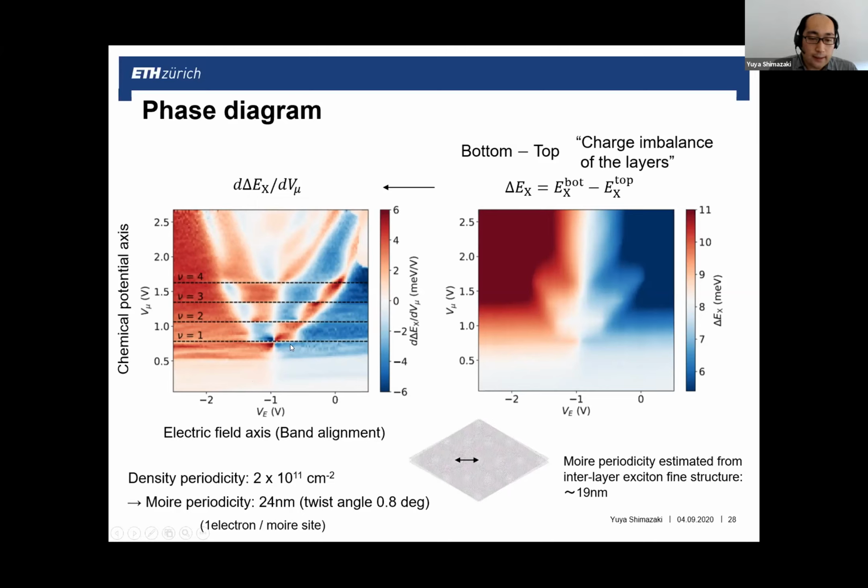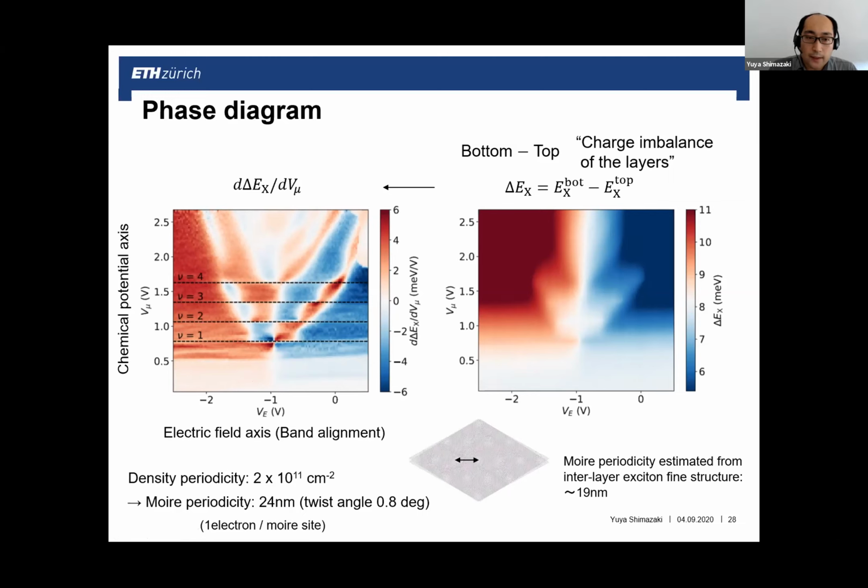And this assignment of the filling, we can also justify from the magnetic field dependence of the system. So there's a question of whether the valley degeneracy is broken or not. In this TMD system, we have two valleys, K and minus K, similar to graphene. And spin degeneracy is lifted, so there's a two-fold degeneracy.